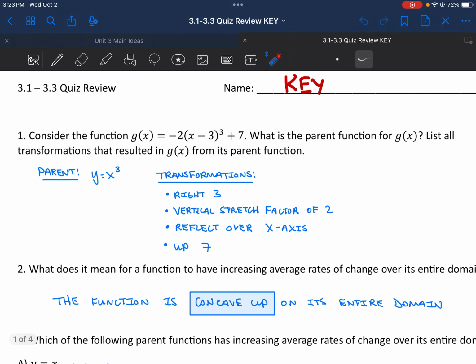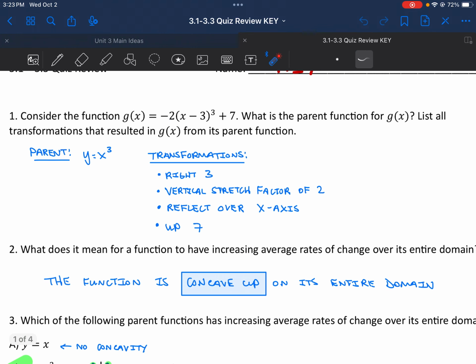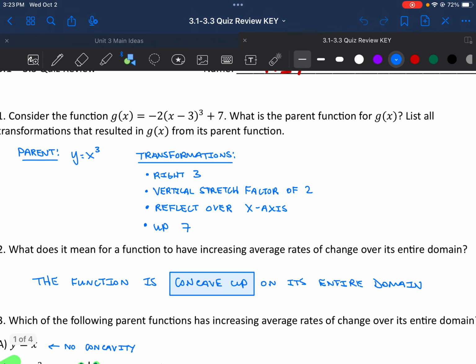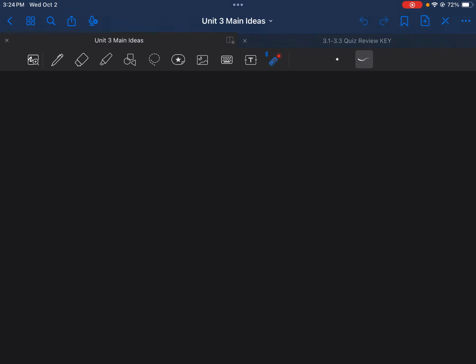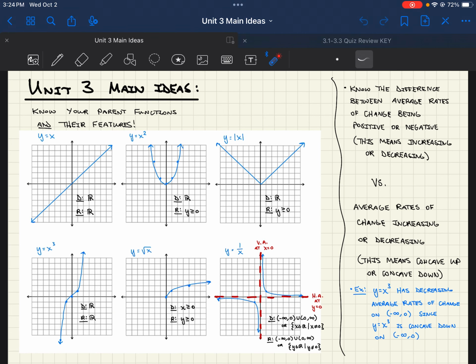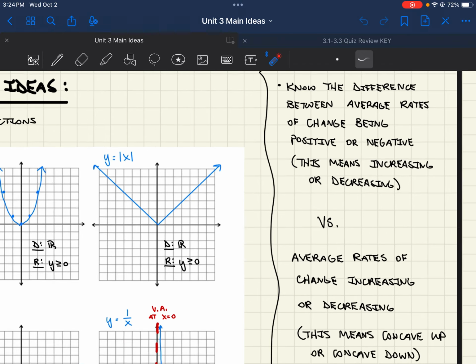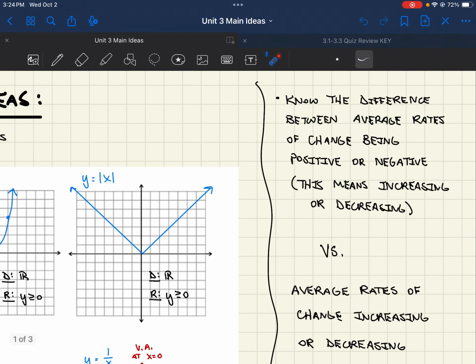All right, number 2. What does it mean for a function to have increasing average rates of change over its entire domain? So the key phrase there being increasing average rates of change. There's a difference between average rates of change being positive and negative and average rates of change being increasing or decreasing. In fact, on that Unit 3 main ideas document, which, again, I highly recommend you look through, I'll lay out the difference right here.